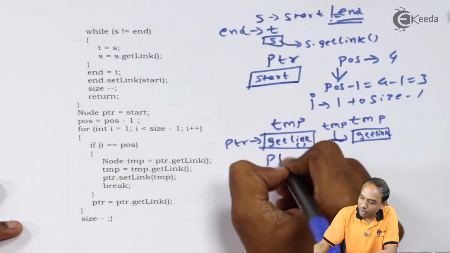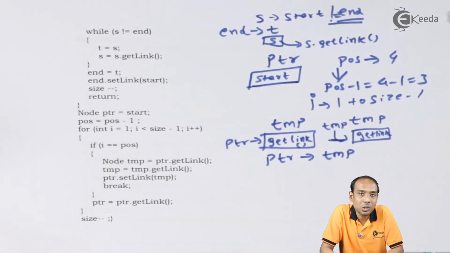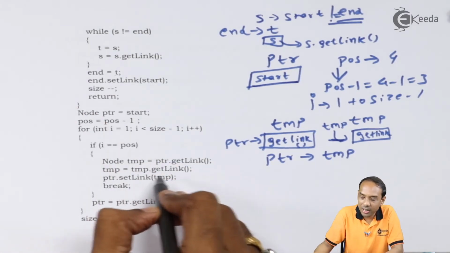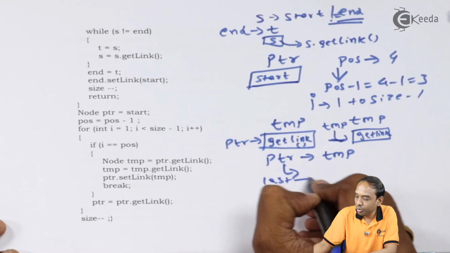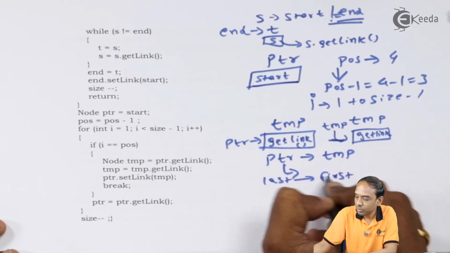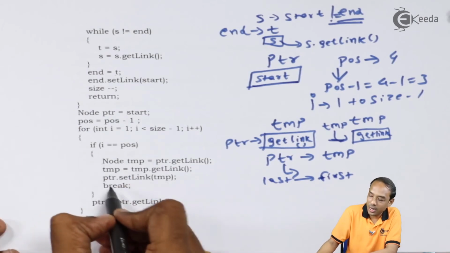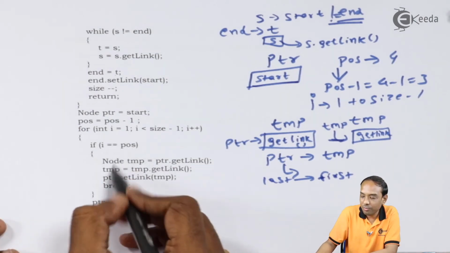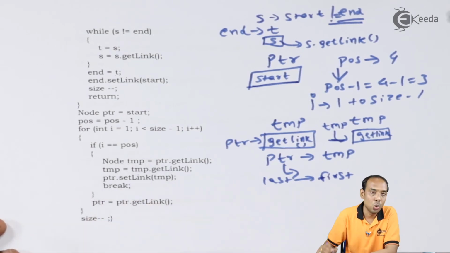So PTR would be pointing to TMP, that is my temporary reference variable. Like this, I am going to form the fashion of circular linked list. So PTR dot set link TMP will give me the last pointing to the first. Once this is done, I need to come out of the loop. To come out of the particular loop, I'm going to use the statement break. Once this is done, I come out of this loop.